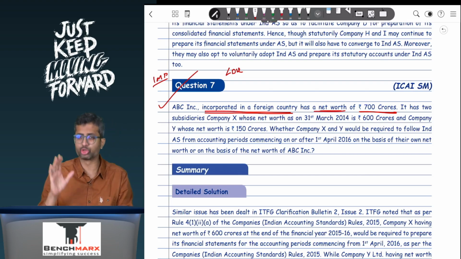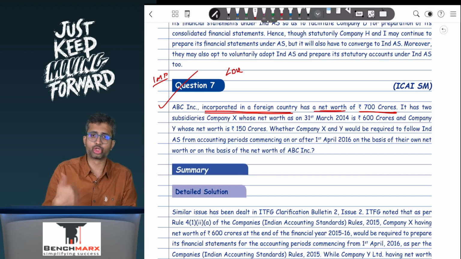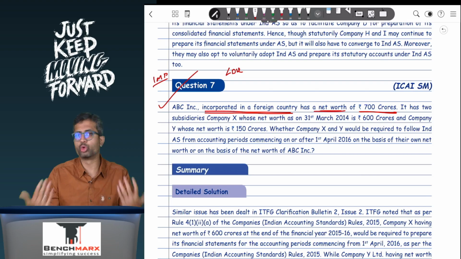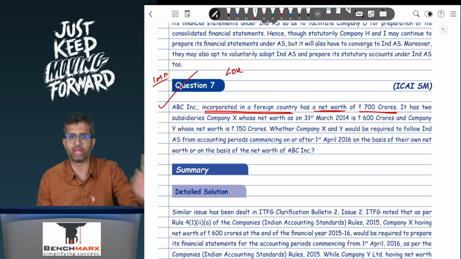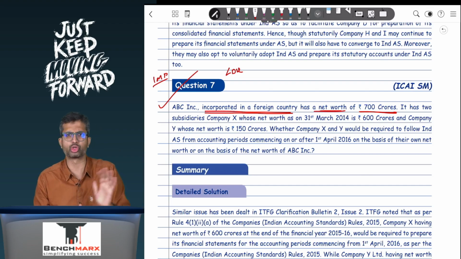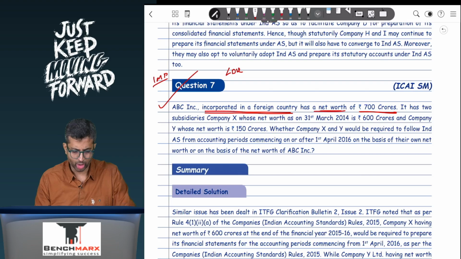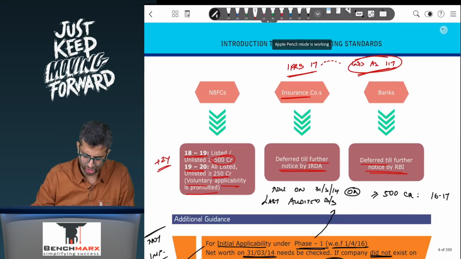Now, a company is incorporated in a foreign country, unless given otherwise, a foreign company does not have to do any reporting in India, and if they don't have to do reporting in India, Ind AS need not be applicable to them merely because they are having a net worth of more than 700 crores or merely because they are listed. Okay, if you want, we can write that down as a special case.